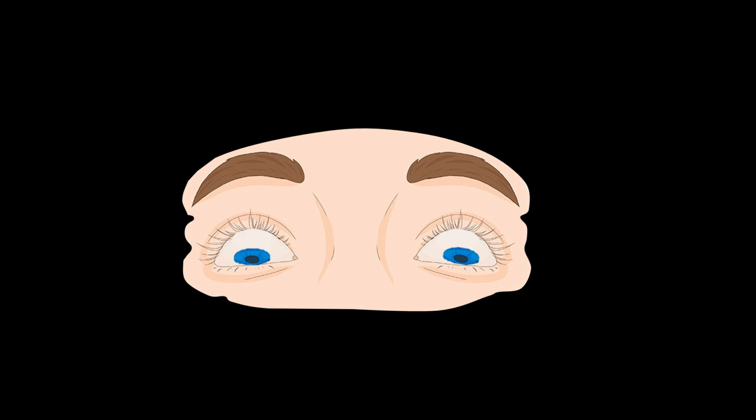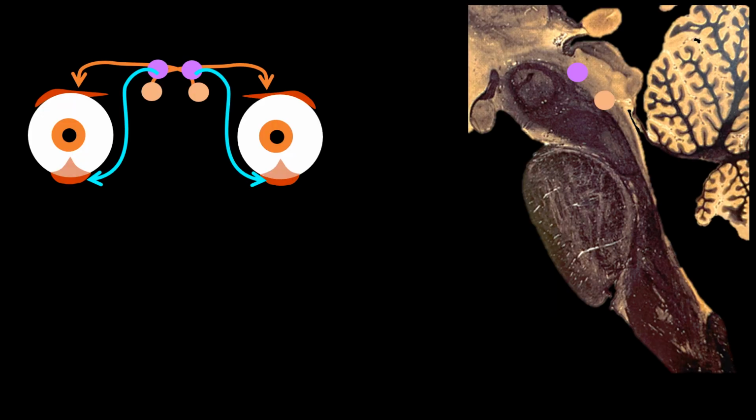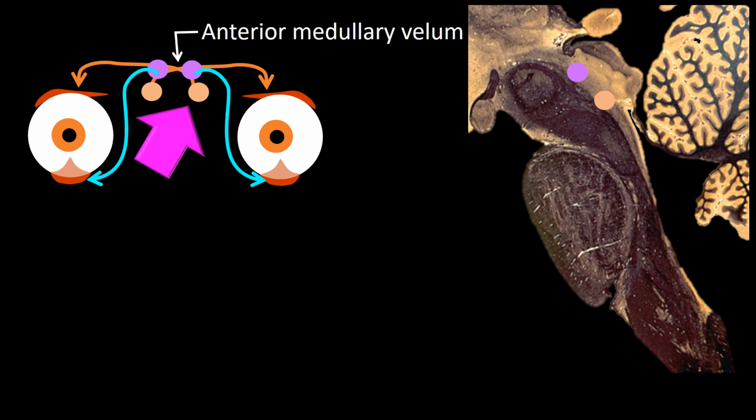Now let's do the same for looking down. In this frame, we can see the eyeballs, muscles, cranial nerves, and cranial nerve nuclei involved in looking down. The oculomotor nucleus innervates the ipsilateral inferior rectus. The cranial nerve 4 nucleus sends fibers that cross the midline in the anterior medullary velum to innervate the contralateral superior oblique.